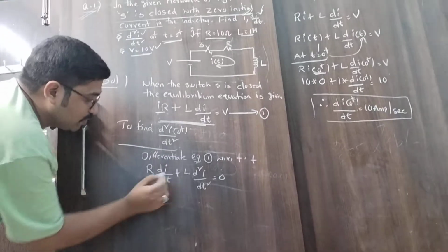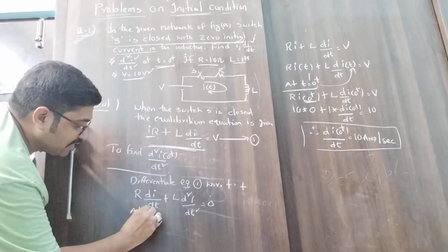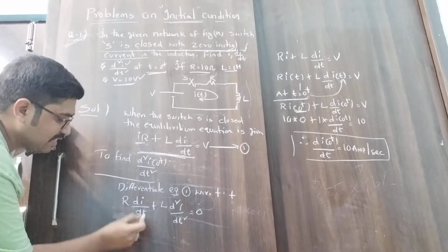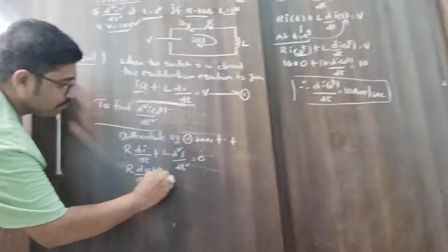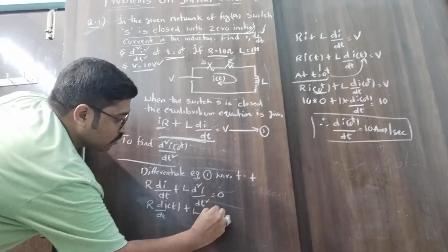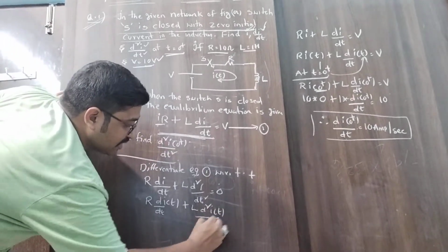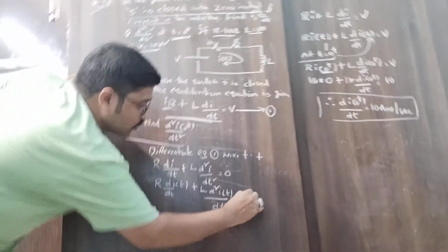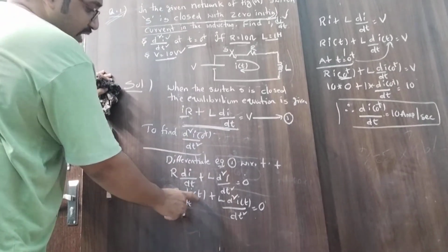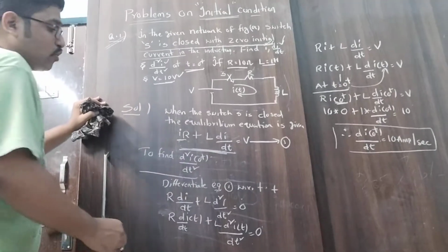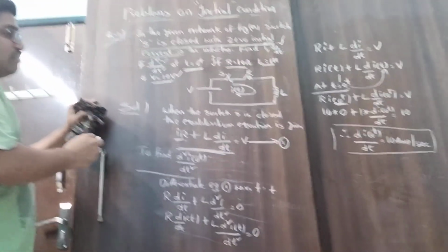R value will be 10 ohm. I need to write it as, at t is equal to, let us say, R into di by dt of t plus L into d square I of t divided by dt square is equal to 0. So in place of I of t, I need to substitute the value of 0 plus.